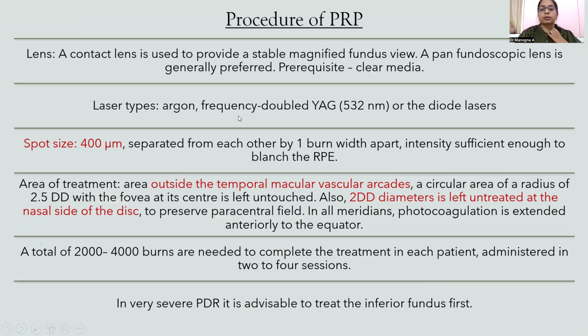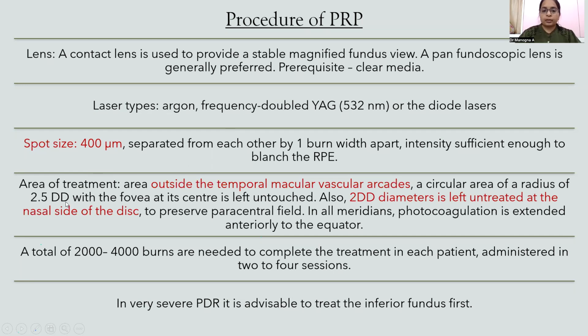Procedure of PRP, only a few important things you should know. PRP is usually done using a contact lens, to get a magnified fundus view and also stability. A pan-fundoscopic lens is preferred. Argon, frequency-doubled Nd:YAG and diode lasers are used. For the focal macular laser, I told you 50 to 100 micron is the spot size. But in PRP, it is a bigger spot size, 400 to 500 micron according to a few books, but you can remember it as 400 micron. Each spot is separated from the next by one burn width, and the intensity is to blanch the RPE.